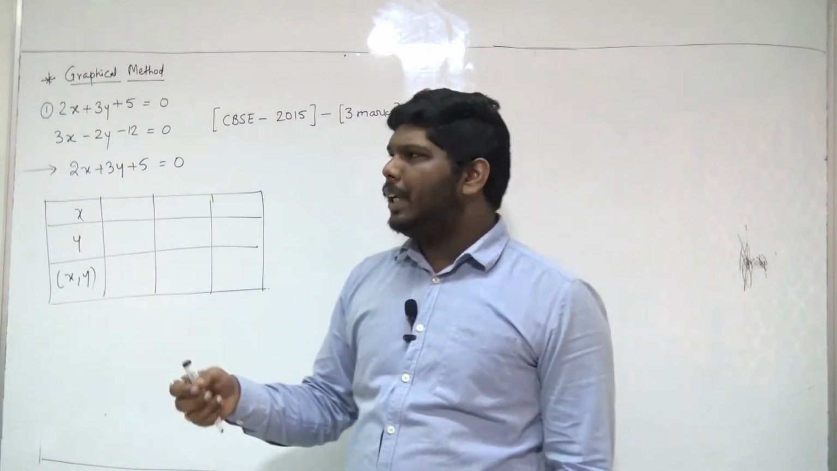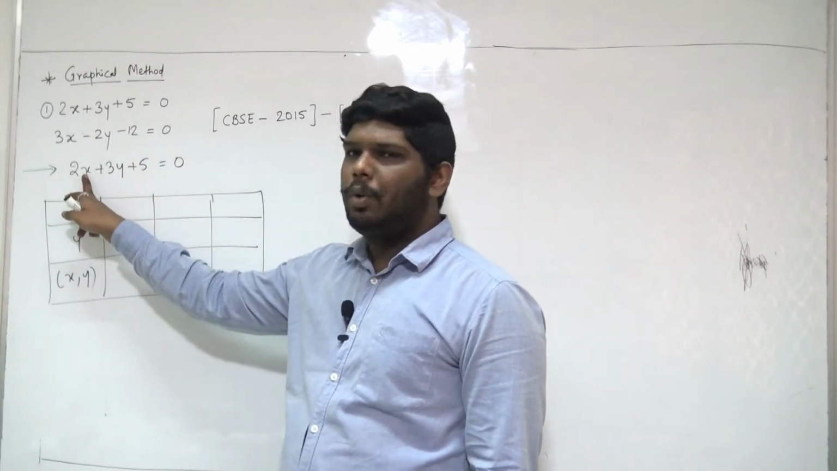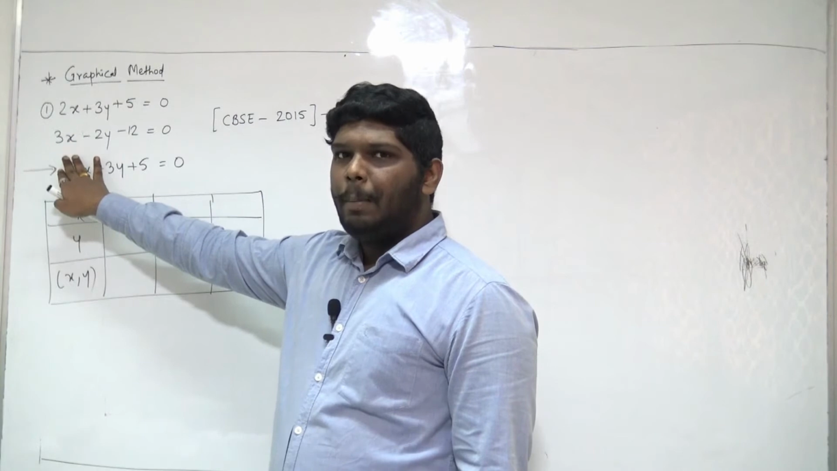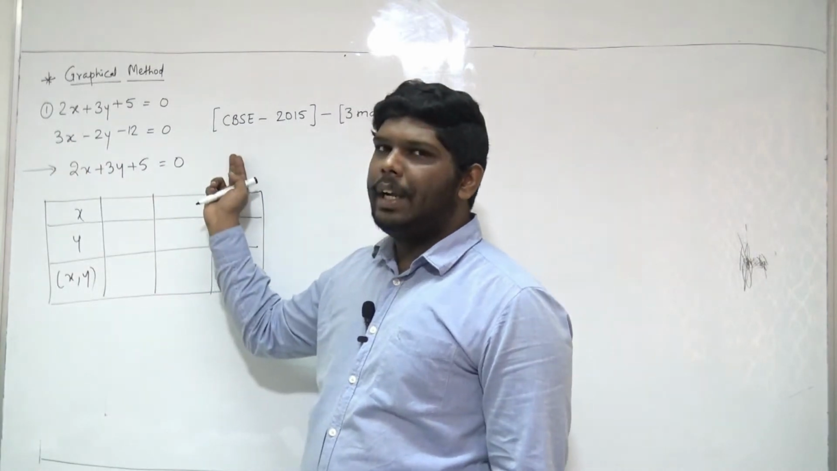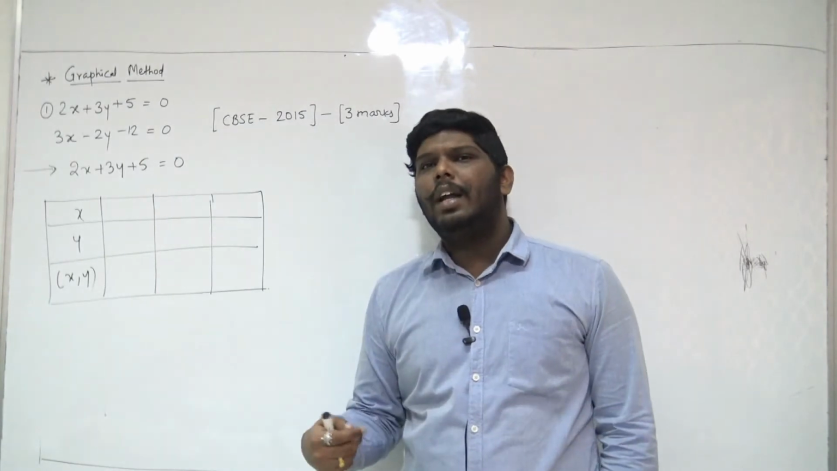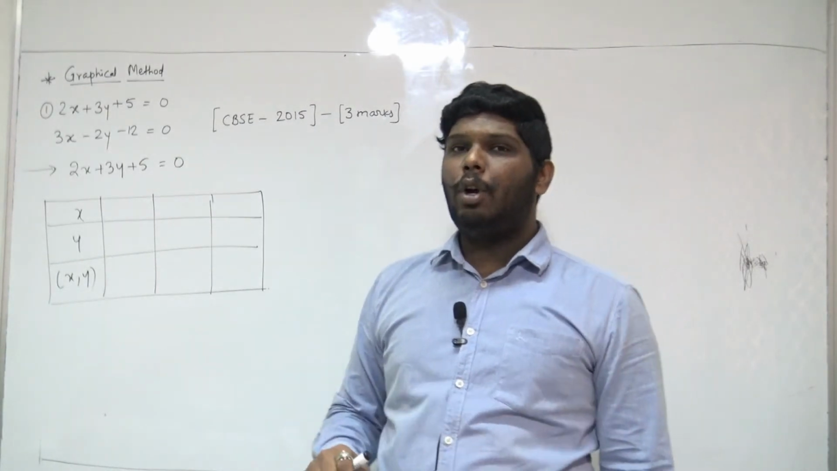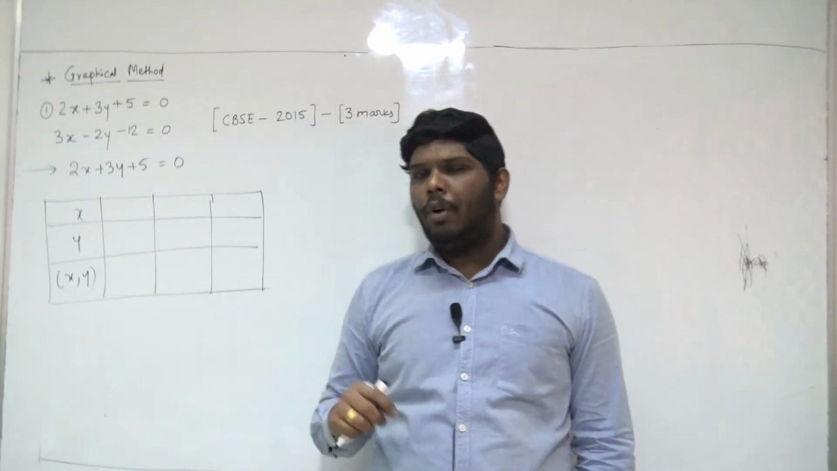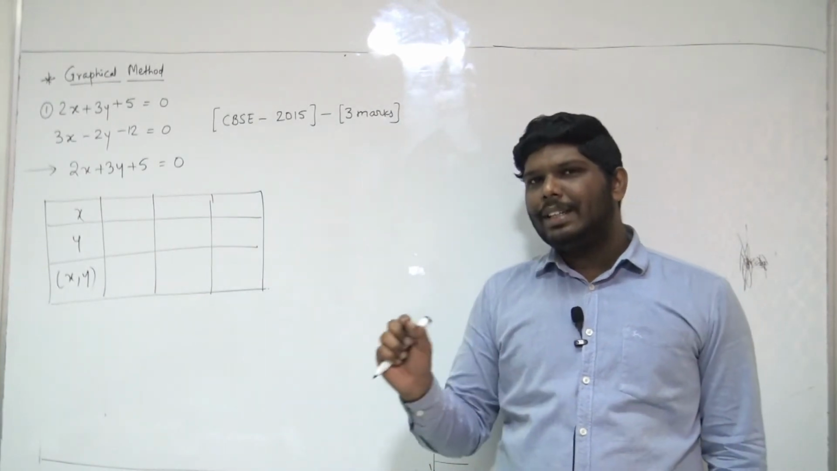Suppose, I will just give you an example, if I keep the value of x as 0, this will become 0, but later on if I keep this 5 on the right hand side, I will get minus 5 by 3. Okay, and that will be a recurring decimal number, so that will be difficult for us to plot on the graph paper. So in that case we are going to go for some simple values.